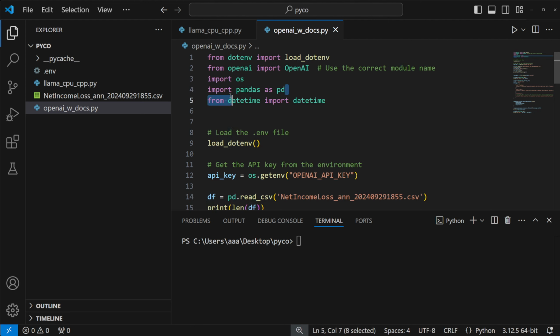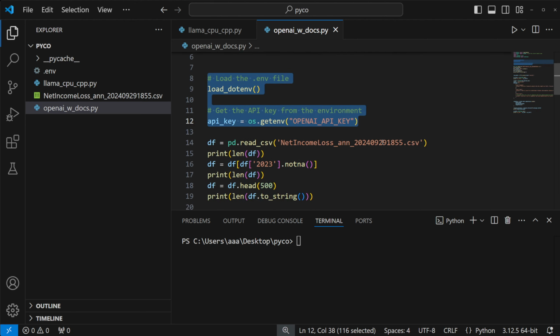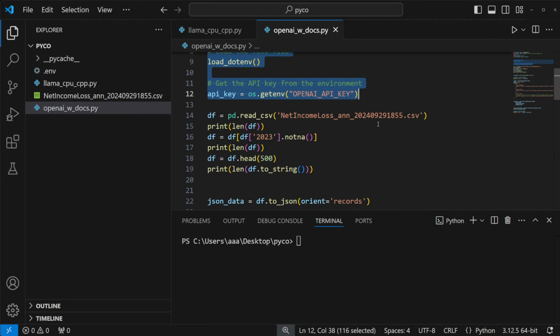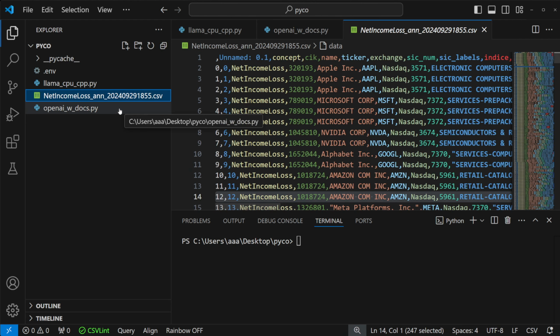We're going to be using pandas to organize our data frame, datetime to do some timing. We're going to be calling in our variables there, and we're going to be using the OpenAI API endpoint. So we're just loading up our API key right here. And if you don't know how to do that, leave me some messages and maybe I'll do a video or something. This just tells pandas to read the data frame, the CSV that we just looked at.